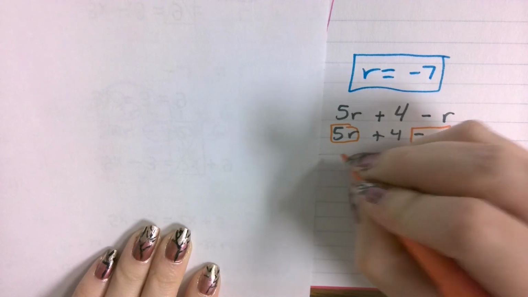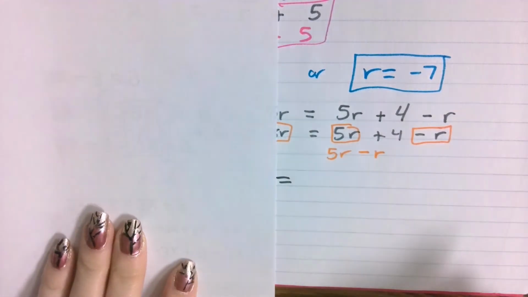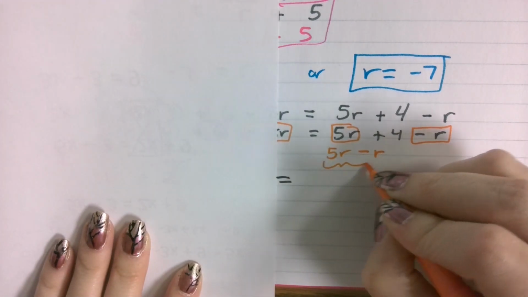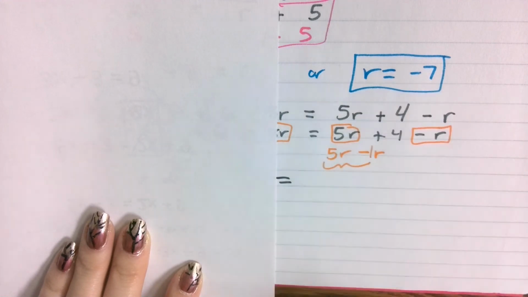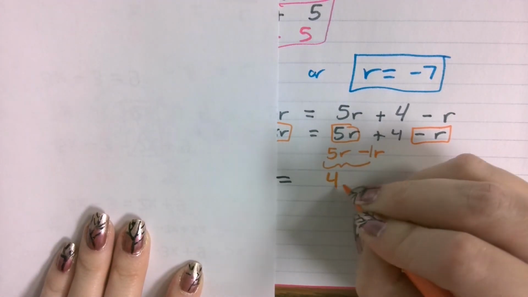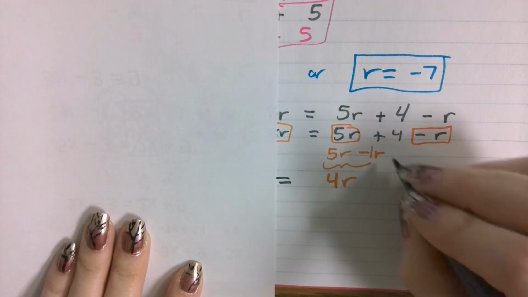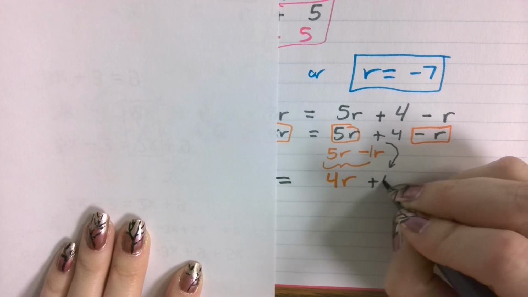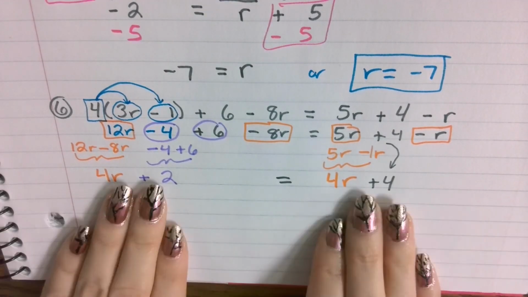So if we do 5r minus r, what is that going to give us? 4r, right? Because that's not just an r, that's a 1r, right? We don't have to put the 1, but the 1 exists. So 5 minus 1 is going to give us 4, so we have 4r. That plus 4 has nothing to combine with it, so it's just going to come straight down as plus 4. All right. So we've simplified both sides.